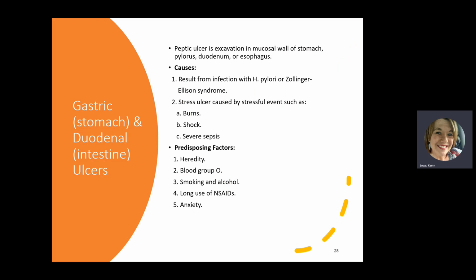So these ulcers are an erosion or a tunneling or a sore in the wall of the stomach, the pylorus, where the stomach opens to enter the small intestine, the duodenum, or the esophagus. Any of those can have those ulcers, and they can result from H. pylori. There's also a syndrome called Zollinger-Ellison syndrome. It's basically a genetic thing where people naturally make more stomach acid than other people.